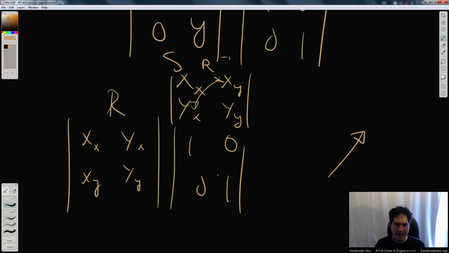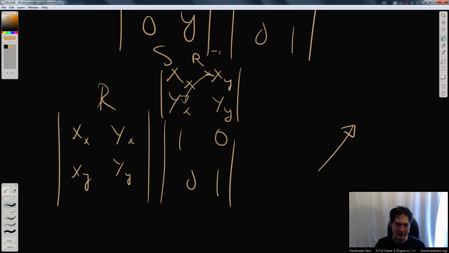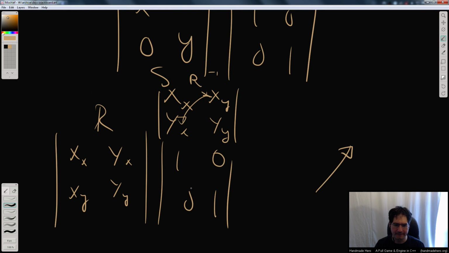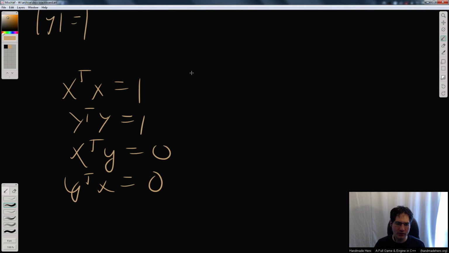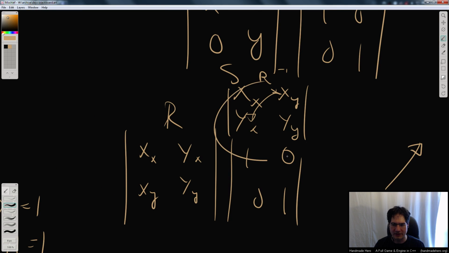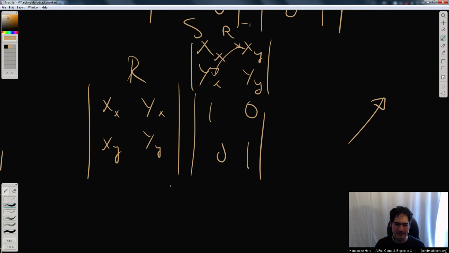And then when you do that math out, you get xx squared plus yx squared, which equals 1, and xy squared plus yy squared, which also equals 1. And the other two were 0. And again, the only reason that's true is because all of these things were also true, so we know those relationships between the scalars.